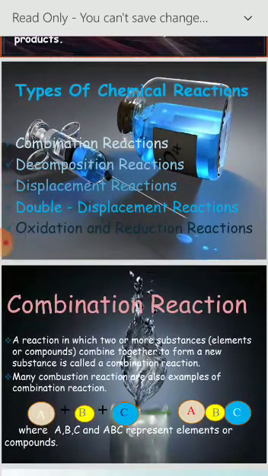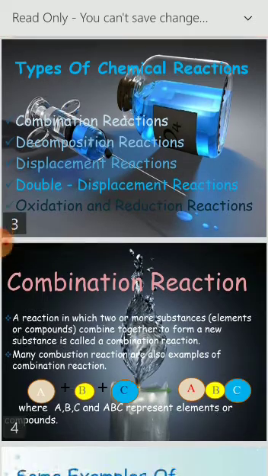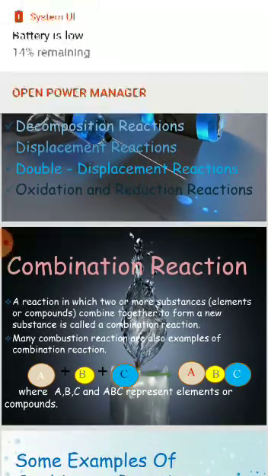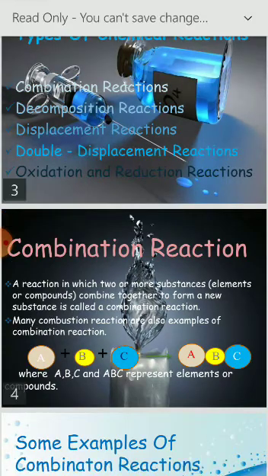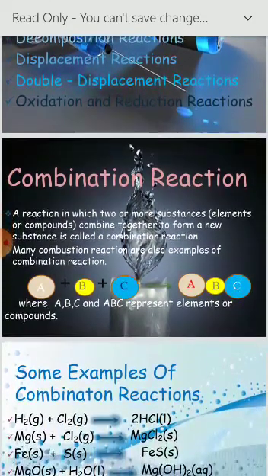First, combination reaction. In a combination reaction, two or more substances combine together to form a new substance. You can represent three reactants A, B, C. It gives a single compound called ABC. Such types of reactions are known as combination reactions. The burning of magnesium ribbon is an example of a combination reaction.